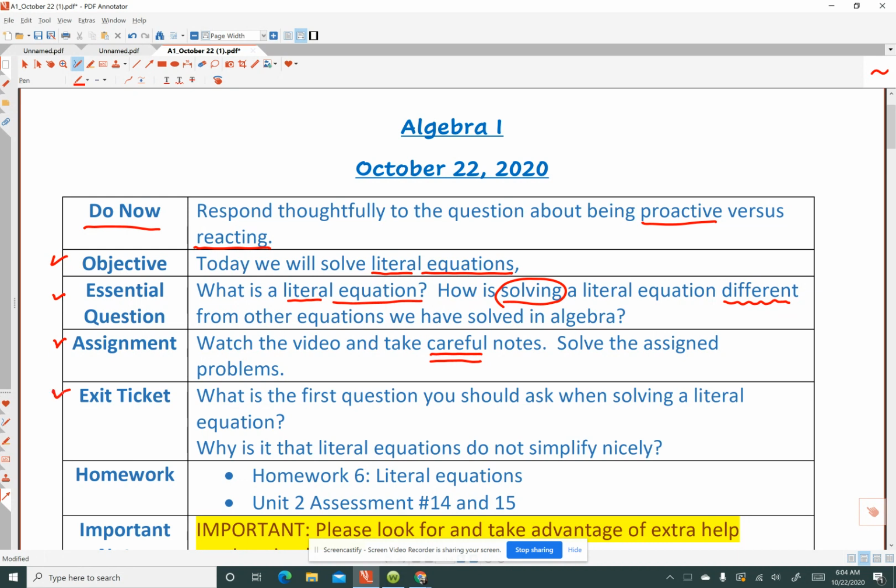Our exit ticket asks the question: what is the first question you should ask when solving a literal equation? And why is it that literal equations do not simplify nicely? We have homework 6 on literal equations, and I want you to go to that unit assessment and do problems 14 and 15.